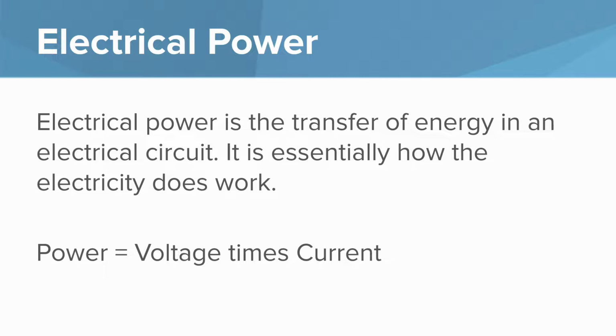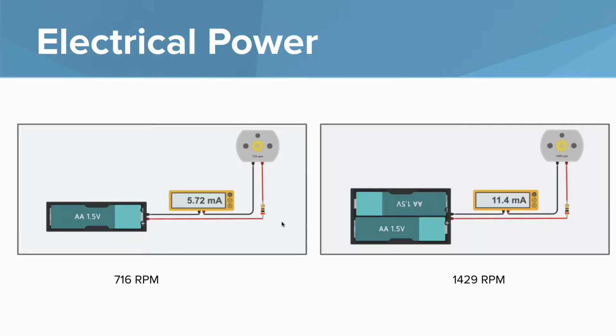For example, a 100-watt light bulb is converting electricity into a set amount of work in the form of light being given off. Here's an example. When looking at this in action, you can see that doubling the size of the power supply provides more current through the circuit, which creates more power to the motor, causing the motor to turn roughly twice the speed. It may be hard to read there, but the motor on the left is turning about 716 revolutions per minute, and the motor on the right is about double that at 1429 revolutions per minute.